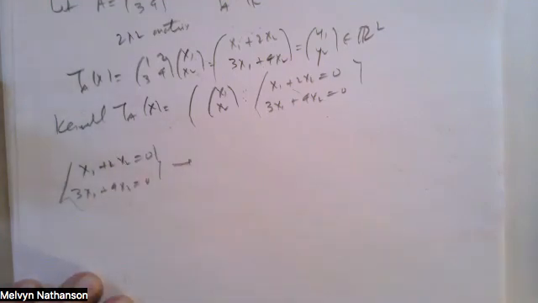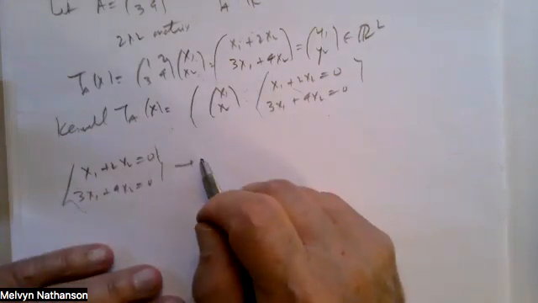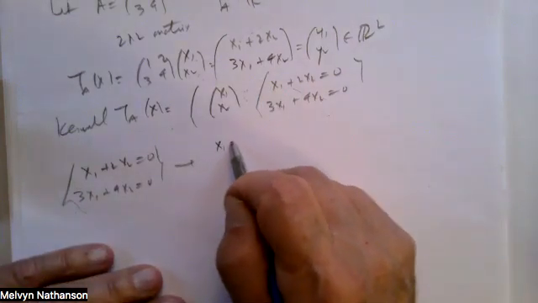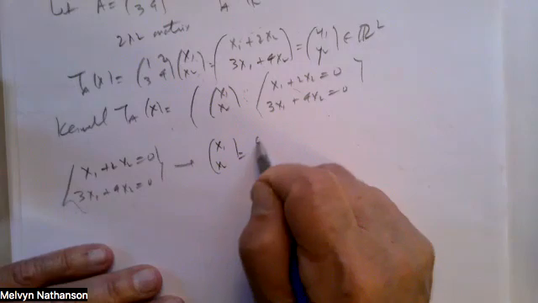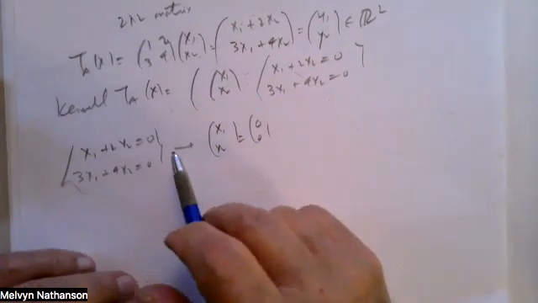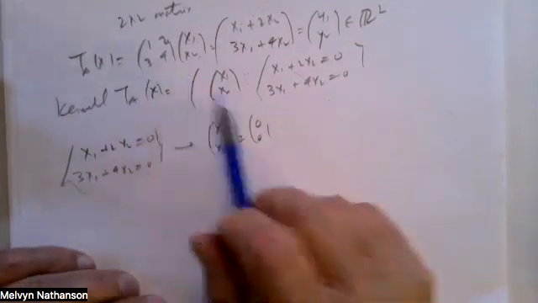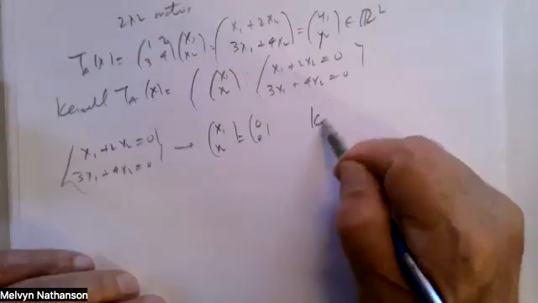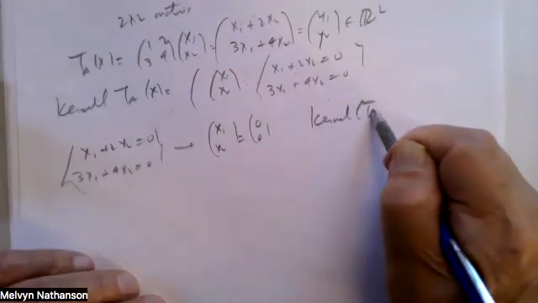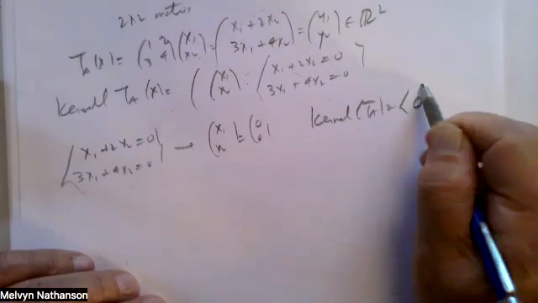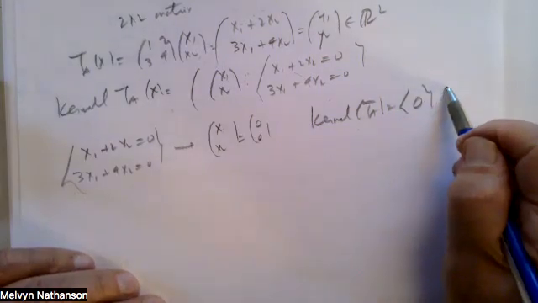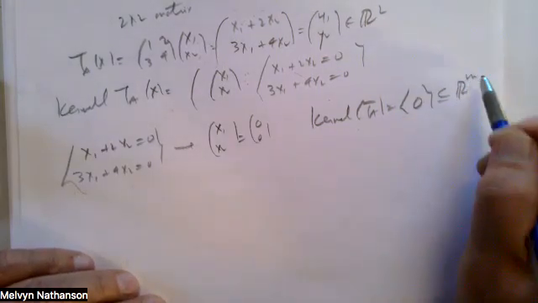If we solve these equations, we get that the only solution is x1, x2 equals 0, 0. So the only vector that gets mapped to 0 is the 0 vector. So the kernel of this linear transformation is just the 0 vector over in Rm.